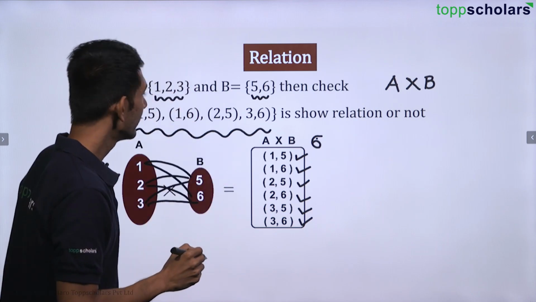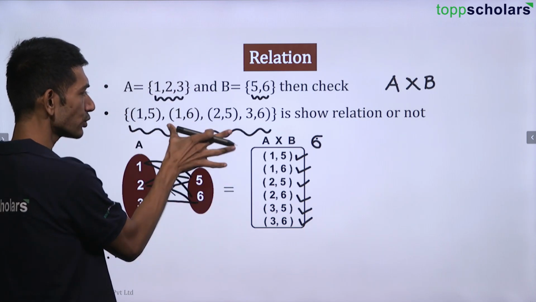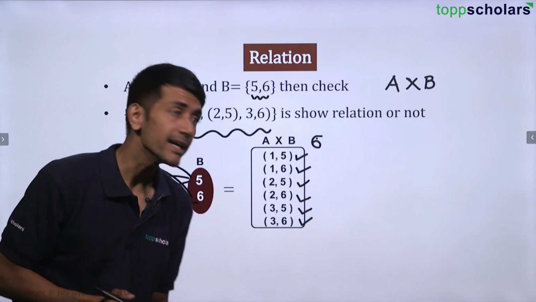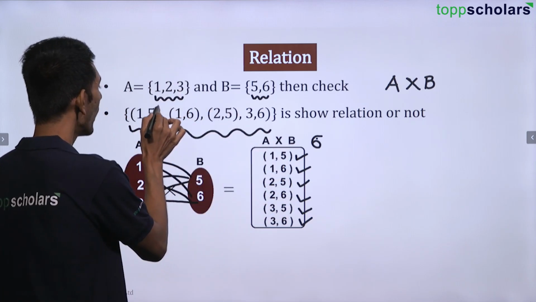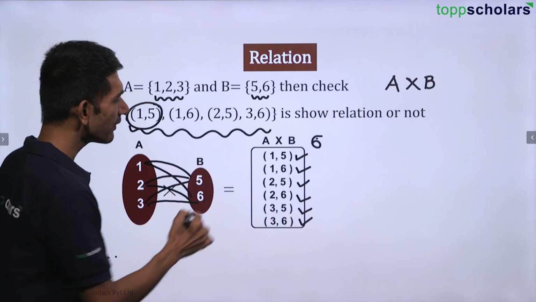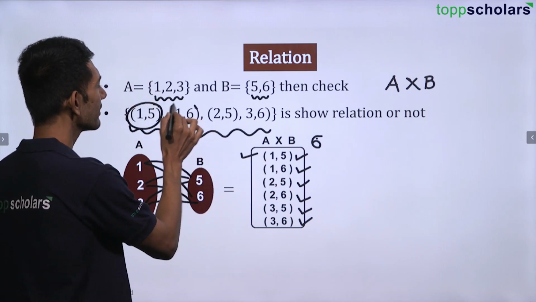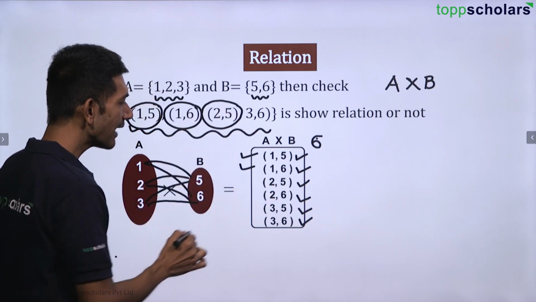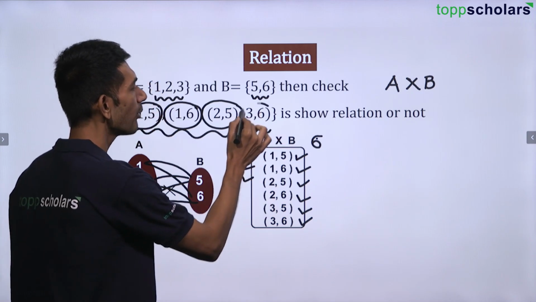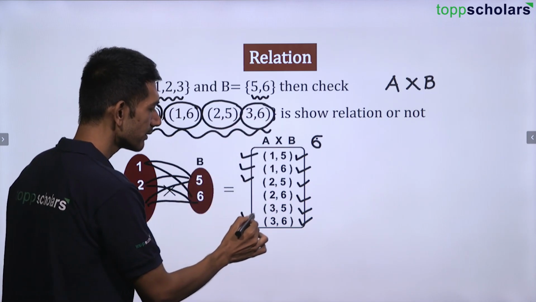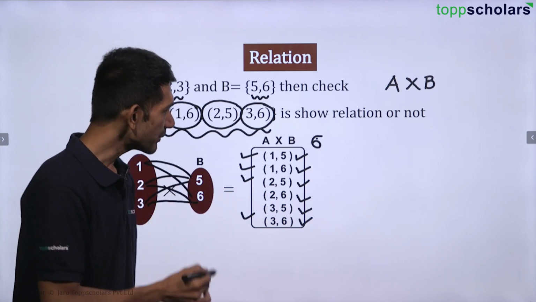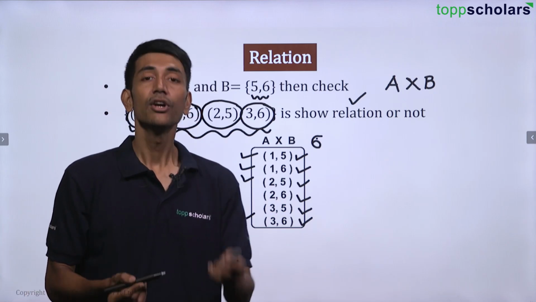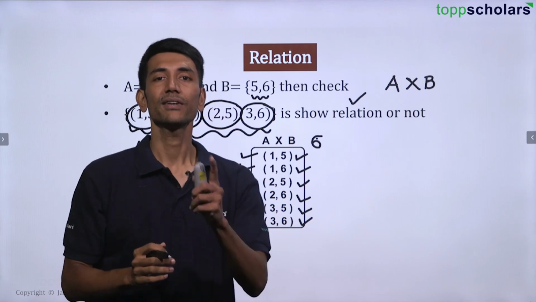Now tell me one thing. What is our set R? We are supposed to show whether this relation exists or not. So this R has to be a subset of A cross B. So check (1, 5). Do we have (1, 5)? Yes. (1, 6). Do we have (1, 6)? Yes. (2, 5). Do we have (2, 5)? Yes. (3, 6). Do we have (3, 6)? Yes. We have everything here. That means definitely the relation exists. So this is a relation because R is a subset of A cross B.